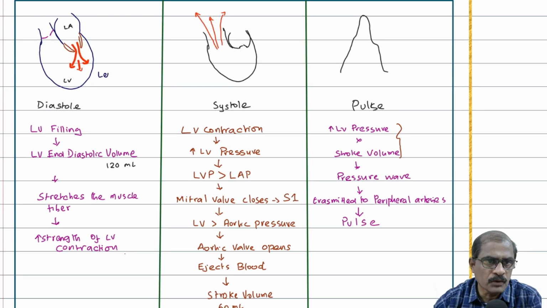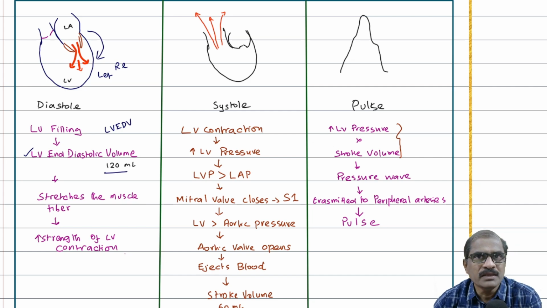During diastole, the left ventricle relaxes and receives blood from the left atrium. The volume present at the end of diastole is known as the LV end diastolic volume. The normal end diastolic volume is 120 ml. This LV filling stretches the muscle fiber, which can increase the strength of LV contraction.